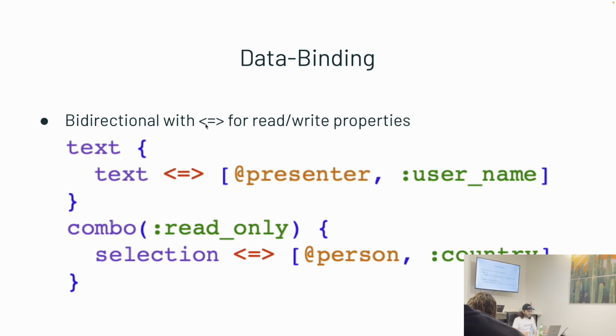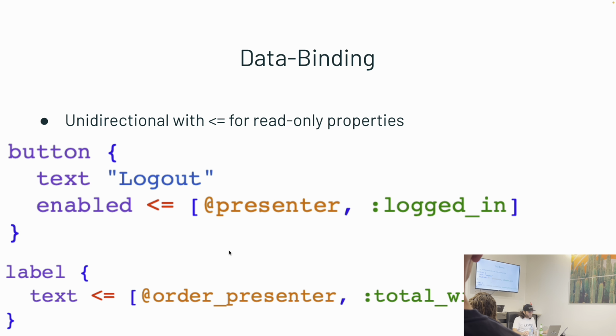Bidirectional syntax, you just use the double arrow for read-write properties. So read-write properties like the text on a text field, like the selection on a combo box, etc. Or you could do unidirectional binding on read-only properties. So it's like the enablement of a button is something that will only change based on changes in the model, but not vice versa. Also, the text of a label is that way.